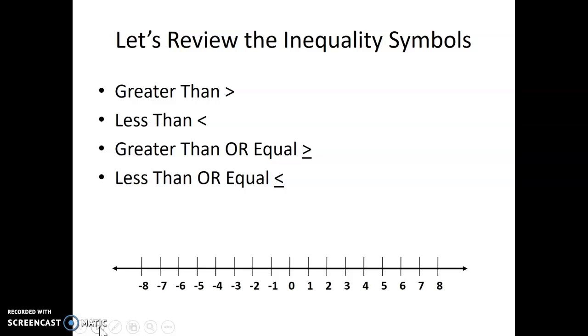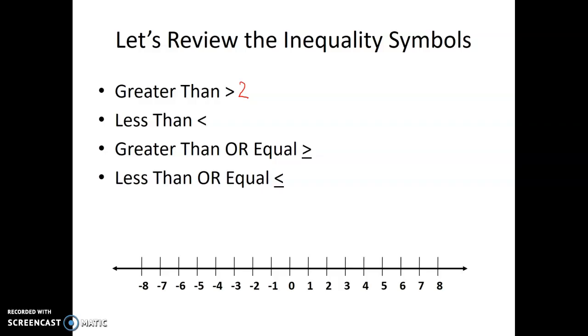So let's look at the symbols that we have for inequalities. You already know greater than, less than, greater than or equal to, less than or equal to. But now we're going to add a layer of graphing. If I want to say that my number is greater than 2, I have to ask myself, can it be 2? No, it cannot.